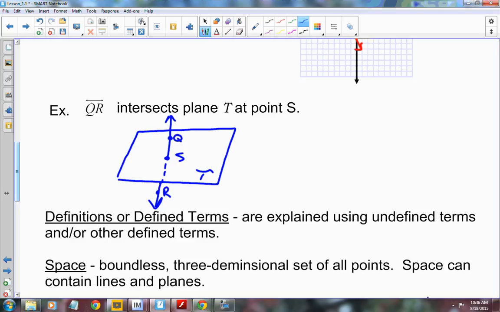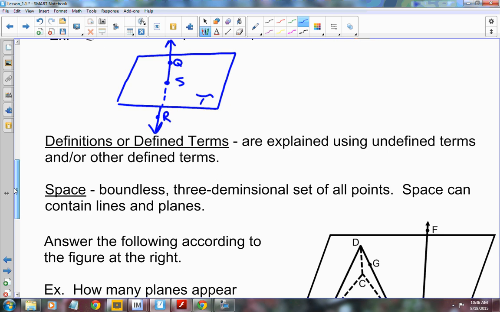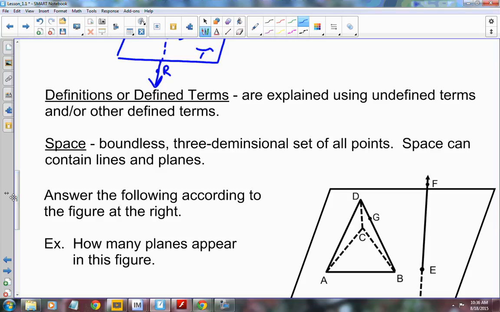Now, we've been talking about these definitions, and we talked at the beginning about what undefined terms were, okay? And sometimes what we do is we use those undefined terms to define other things, okay? So when we talk about some different definitions, we'll be using the point, the line, and the plane. Space is what we live in, okay? It's a three-dimensional set of all points. It contains lines and planes, points and lines and planes, actually, okay? So our space that we live in contains all of those things.